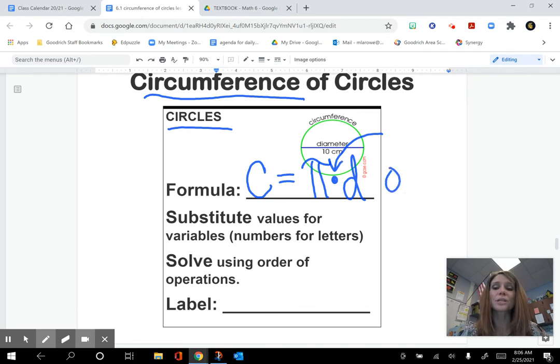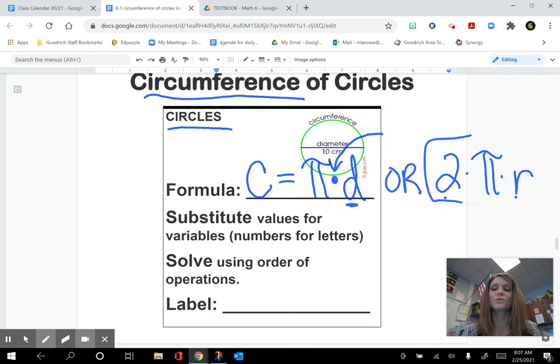My other option is to call it 2 times pi times r. If we double this radius here, that's really the same thing as having a diameter. So there's two different formulas that you can use.